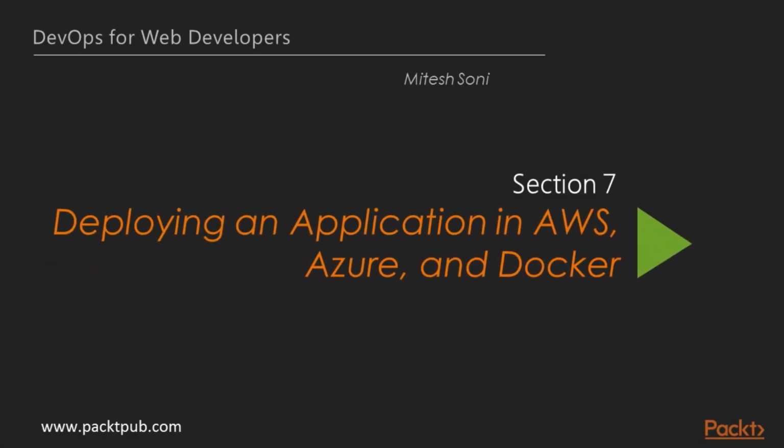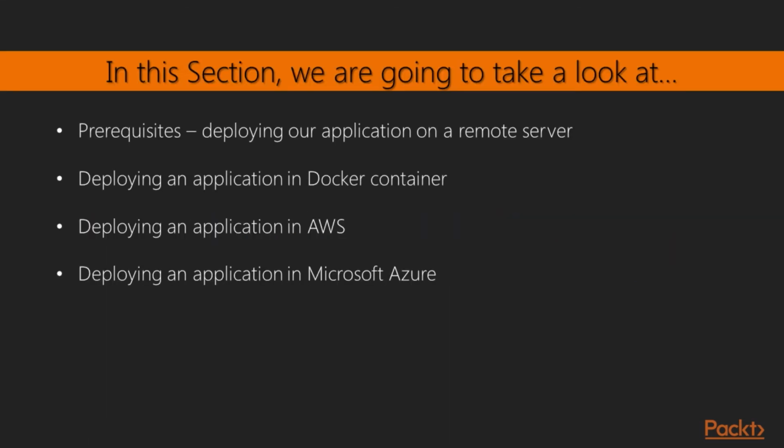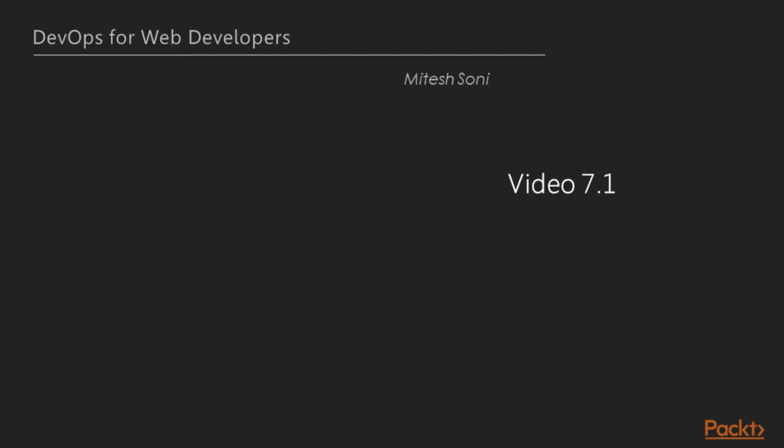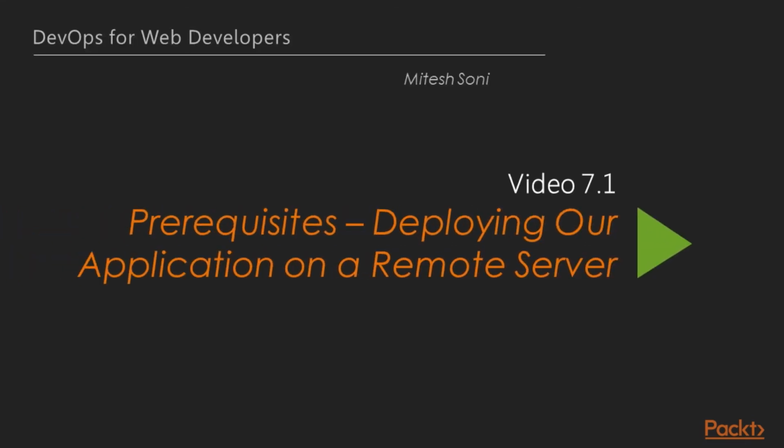Welcome to the 7th section of this course, deploying application in AWS, Azure, and Docker. In the previous section, we saw cloud provisioning and configuration management with Chef. In this section, we will cover topics such as prerequisite, deploying our application on a remote server, deploying the application on AWS, deploying the application in a Docker container. Here we are at the first video of this section, prerequisites, deploying our application on remote server.